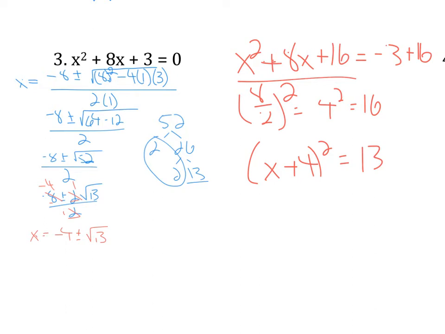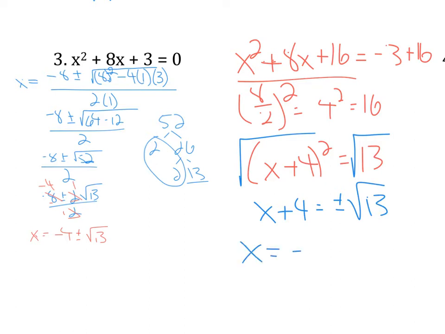Our squared term is now by itself, so we can take the square root. And we get x plus 4 equals plus or minus the square root of 13. X equals negative 4 plus or minus the square root of 13.